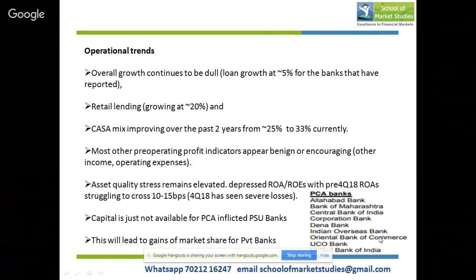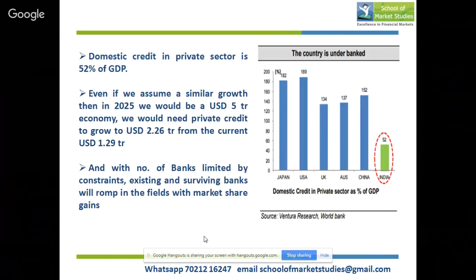What do you expect to happen? Half of your banking universe in the public sector is not allowed to lend. So obviously the lending is going to go with the private banks, and they're going to increase their market share. So the boom in private sector banks will continue at the cost of the public sector banks.